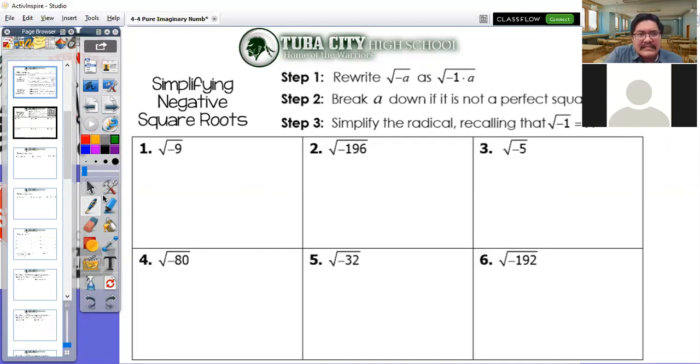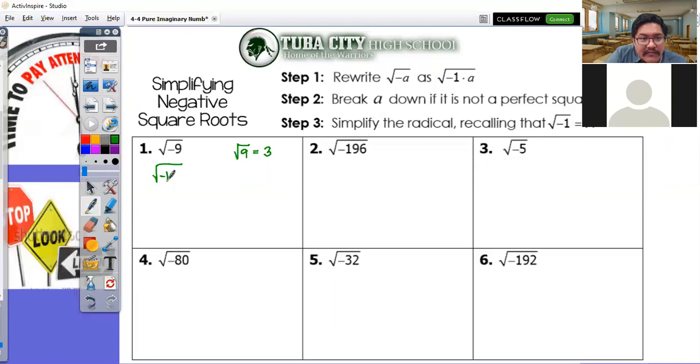So like if I asked you, okay, so -9, well, let's look at regular 9. So with regular 9, it would just be 3. Right? No problem. That would be pretty easy. But again, we have a negative in there. So what we're going to do is break it down into -1 and 9.